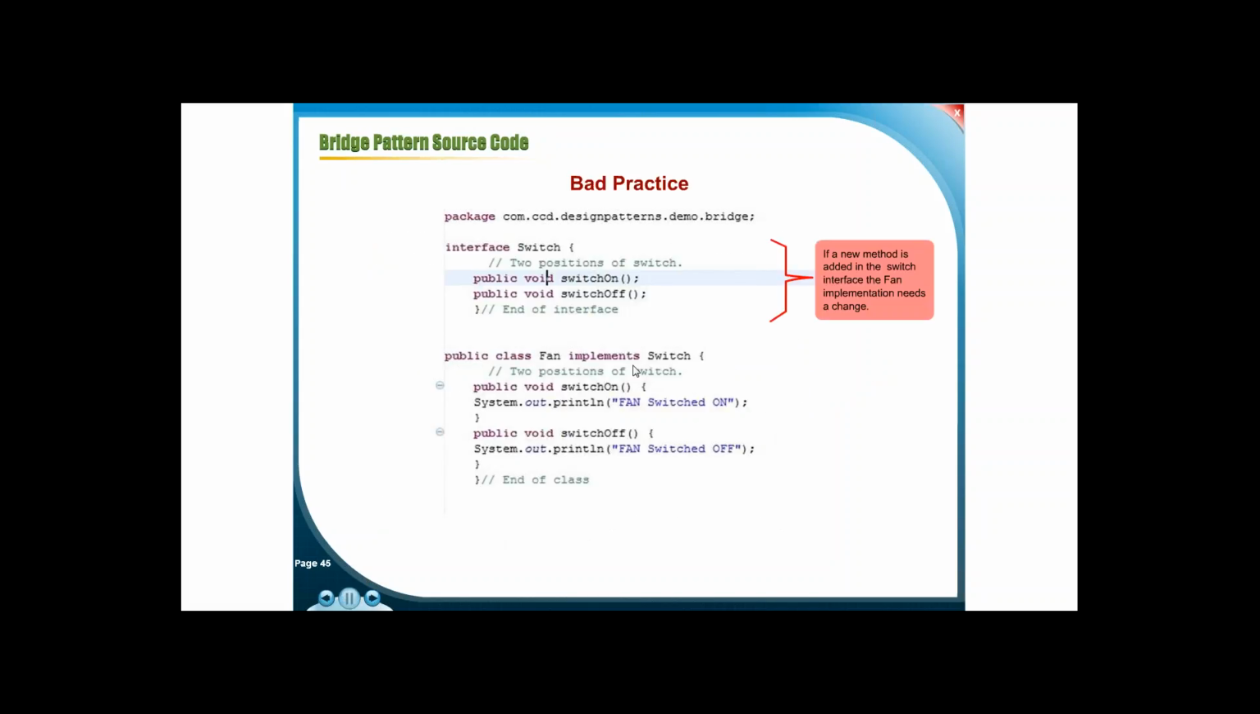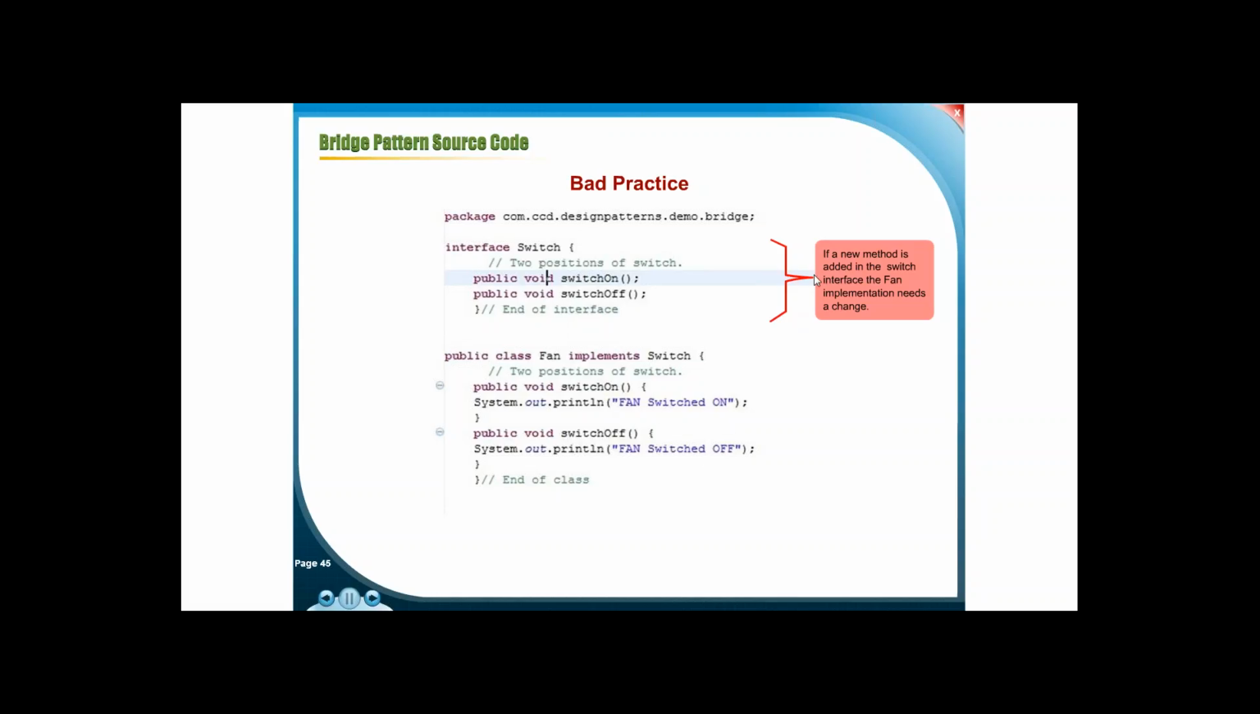So, the bridge pattern. Some piece of code you can see. We are highlighting here both bad design, bad practice, and good practice. There is an interface Switch. It has switchOn and switchOff methods to switch on and to switch off the fan. Fan implements Switch, and you provide the implementation of switchOn and switchOff.